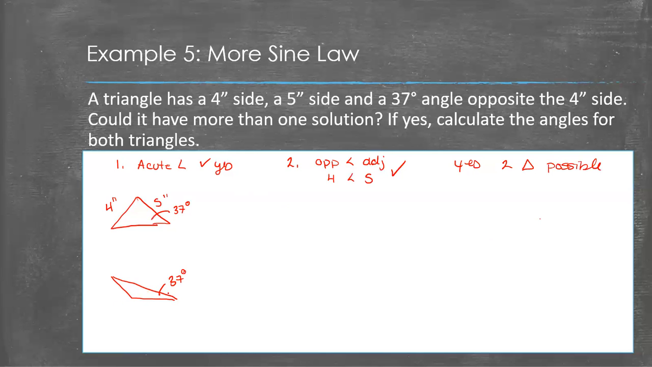So the other possible triangle would have 37 degrees here. And I'm going to put it this way, 5 inches there and 4 inches here. Still opposite and adjacent, okay? So then it says to calculate what the angles are. In order to calculate it, with 37, we want to find out what this angle over here is. I'm going to call this one B and I'll call this one A. So let's see.